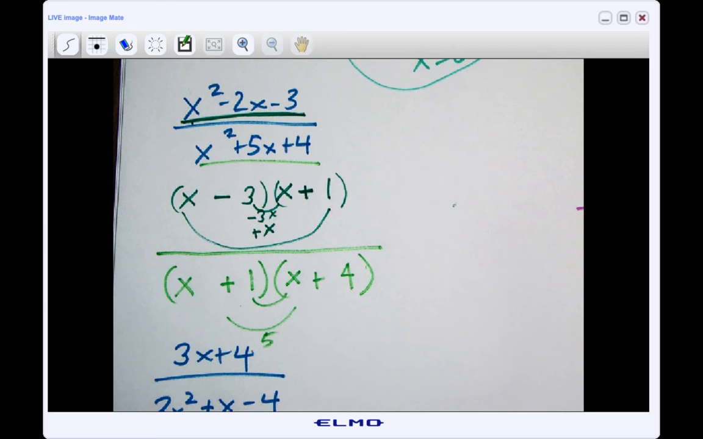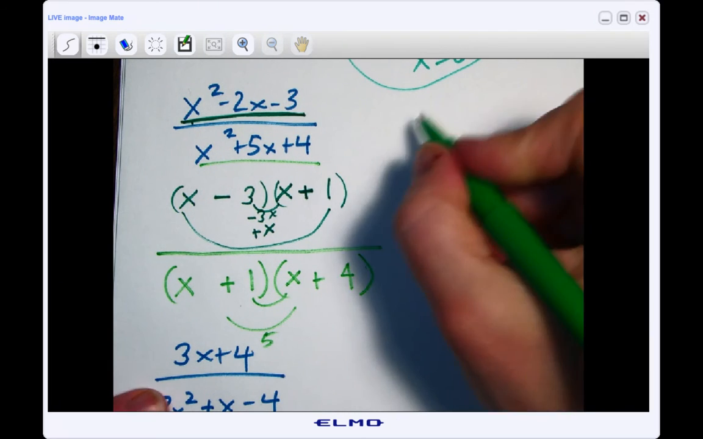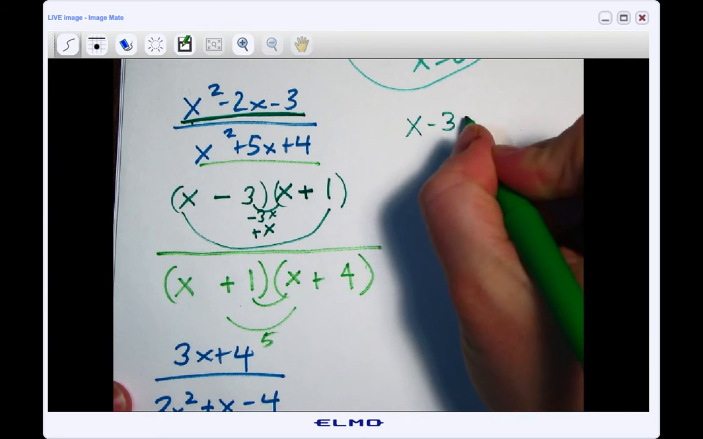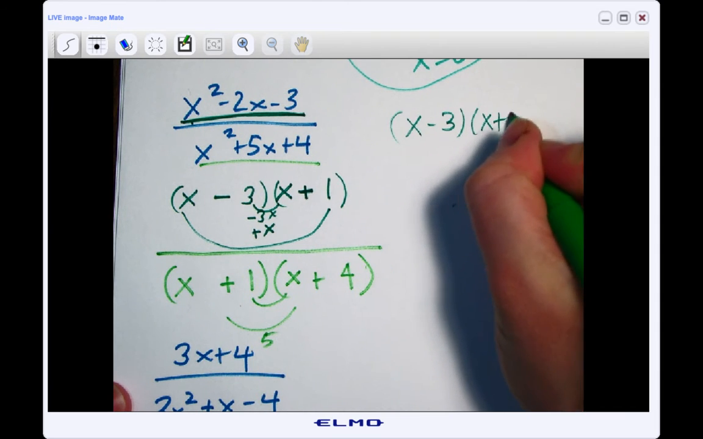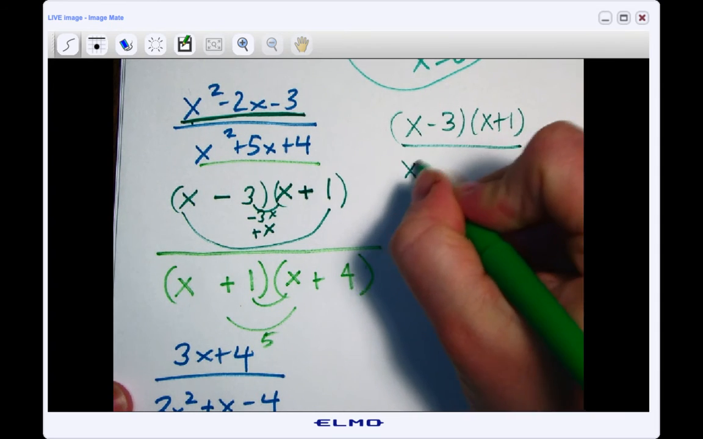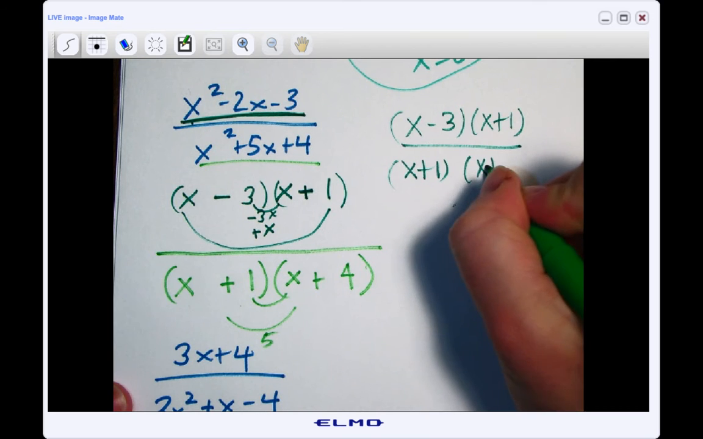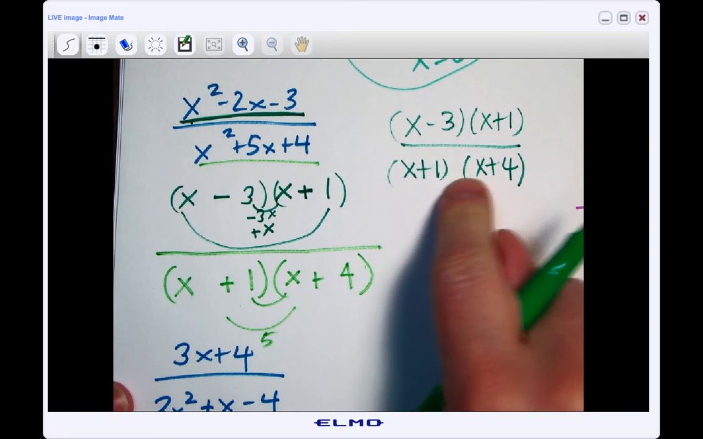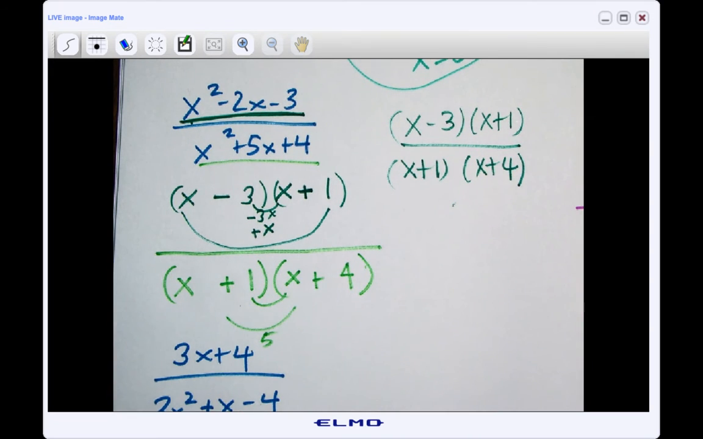So I'm looking at something that looks like this. I'll write it over here. x minus 3, x plus 1. And on the bottom we had x plus 1, x plus 4. And obviously, you know, I could have written them either way. Multiplication is commutative. It doesn't matter which one was in front. Okay? Now, in order to simplify this, we'll simplify it first and then we'll worry about our excluded values.